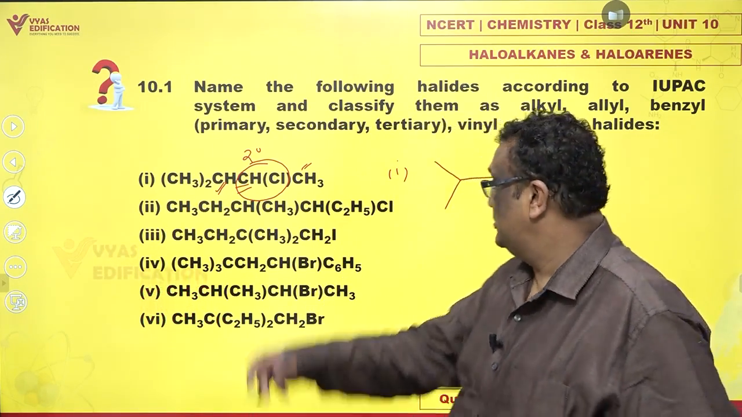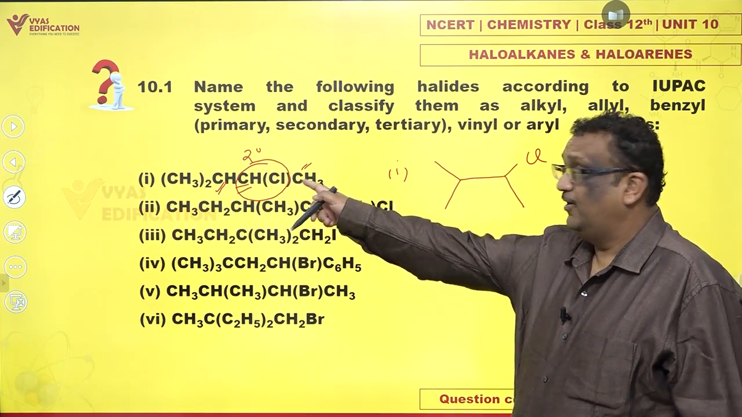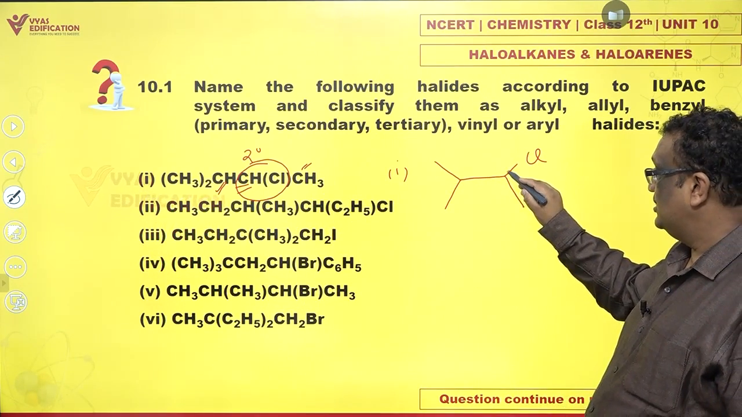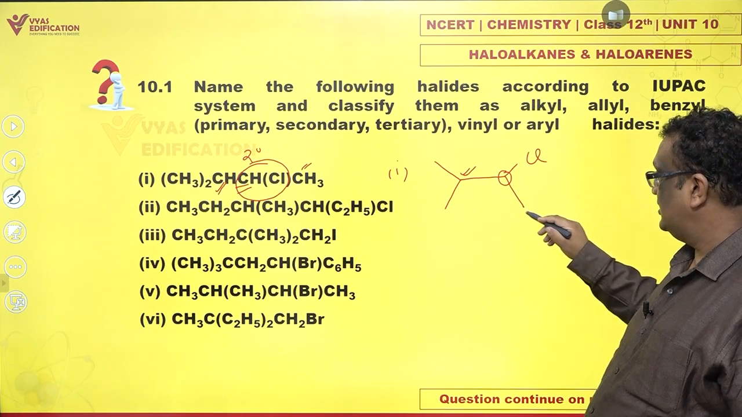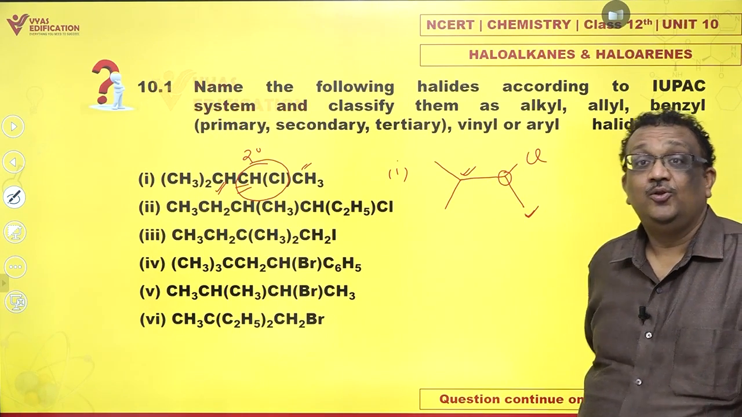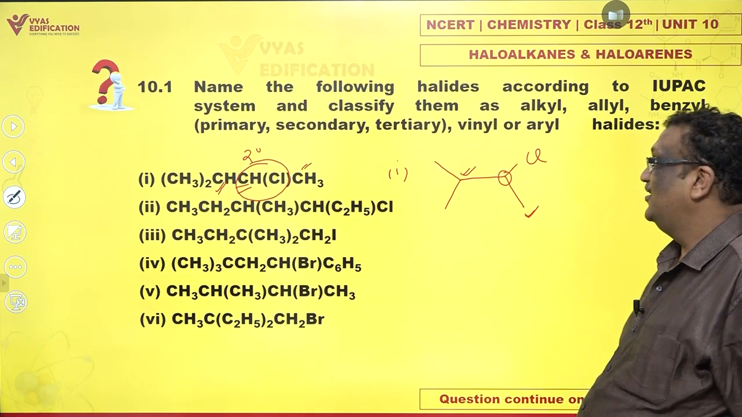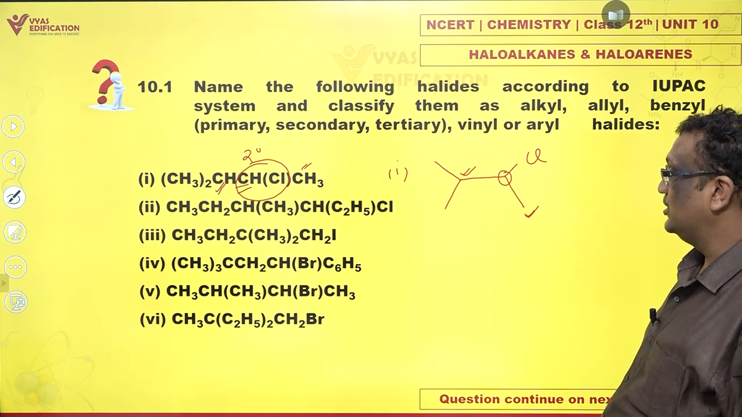And if you have doubts about this, look at this bond line notation. We have drawn the bond line notation. This carbon is attached to these two other carbon atoms. So this is a secondary halide. Yes, indeed.